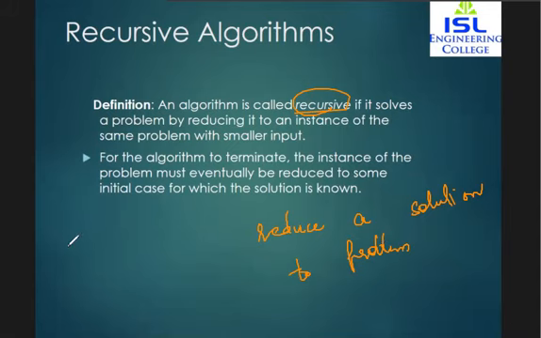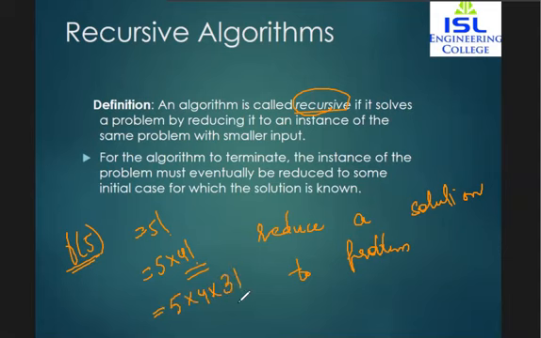Suppose we have factorial of 5, f of 5, and we are supposed to find 5 factorial. This problem can be reduced to another problem where we reduce the input. We can write it as 5 into 4 factorial. Over here the input is reduced from 5 to 4. Next, 4 factorial can be reduced to 5 into 4 into 3 factorial. Each time we reduce the input and solve the problem with a smaller input. This is basically the definition of recursion.